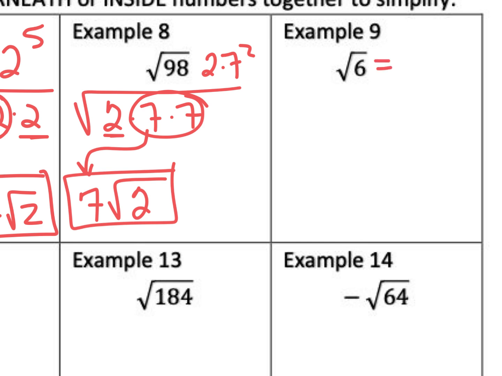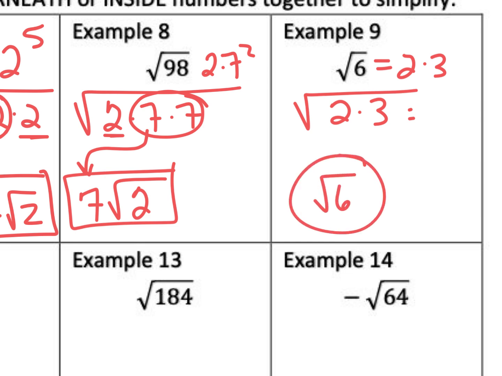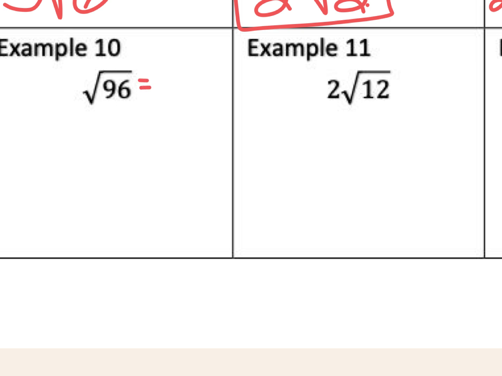Now, when you get to 6, it only tells you 2 times 3. Do I have any pairs here? No. So guess what? This one cannot be simplified. This one is just straight up the square root of 6. So if you have no pairs, it doesn't have any friends to go out with, it just stays inside and you can't do anything with it. 96 in the calculator is 2 to the 5th times 3. So make sure you write 5 2s.